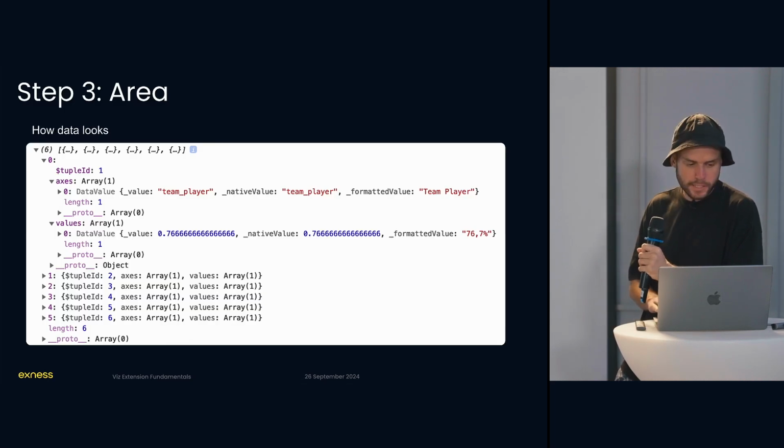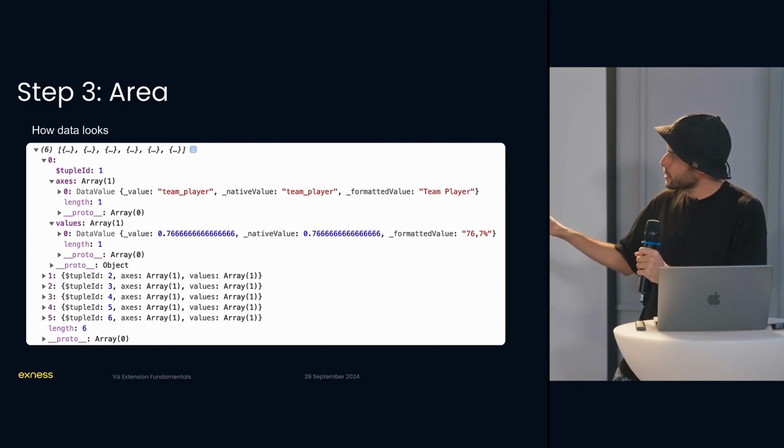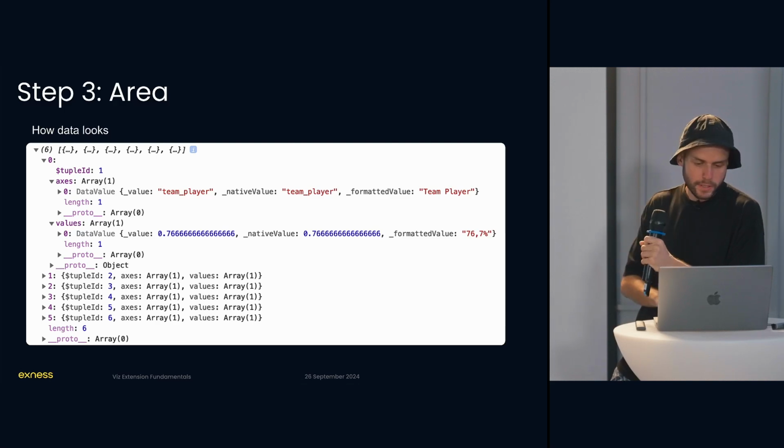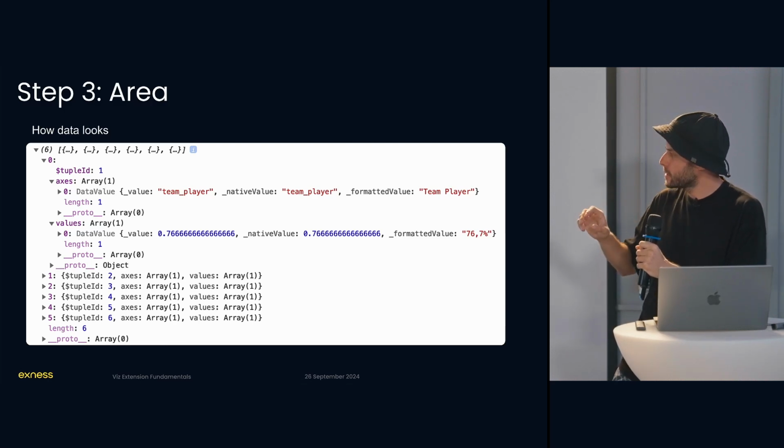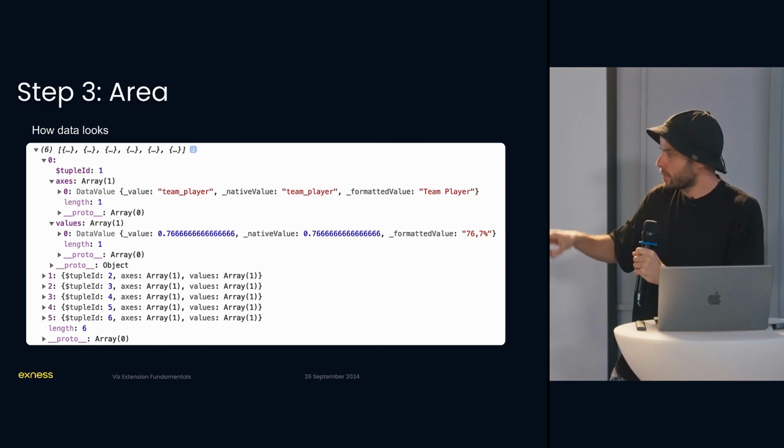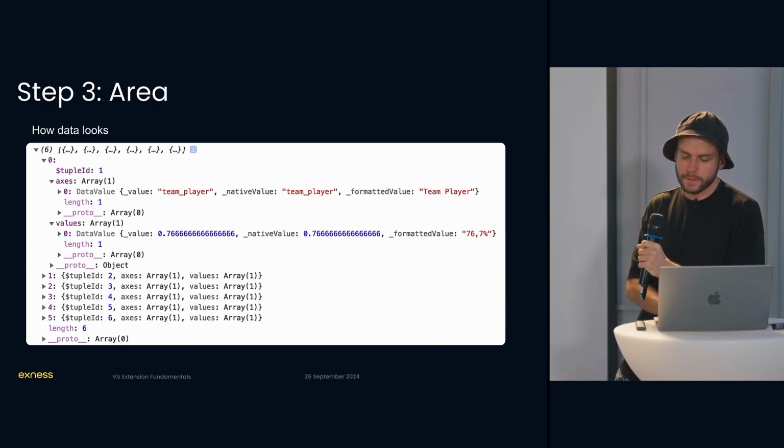And how data looks now. For now, it's very close to the previous one, but now we also have values here. So now we have ID 1, we have team player as a metric, and 76.7% for the values. What does it mean? I just want to highlight that we get this data when we drag and drop something to our marks. So this is the final aggregation of our value.